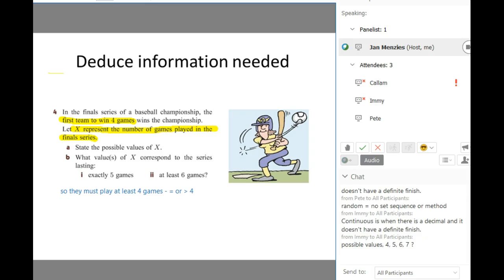Yes, they have to play at least 4 games because we're interested in the team that wins, and x represents the number of games played in the final series. And the only way to win the final series is to have 4 games. Smiley face if you see that the lowest number has to be 4. That's winning all 4 straight off. All right, so now, Emmy, thank you for what you've written in text chat. Can anyone explain why Emmy stopped at 7?